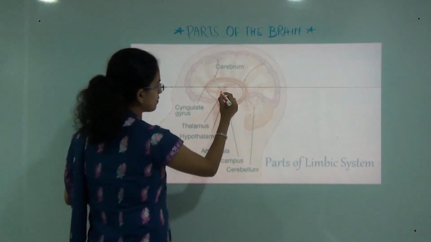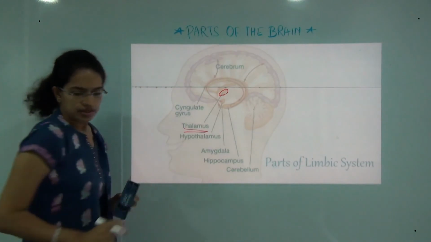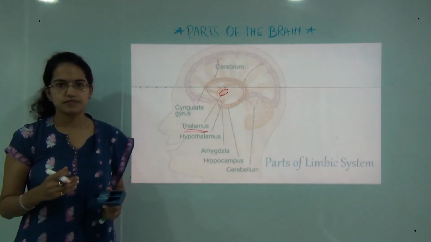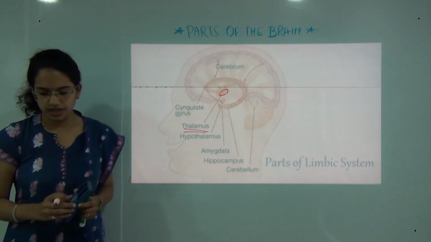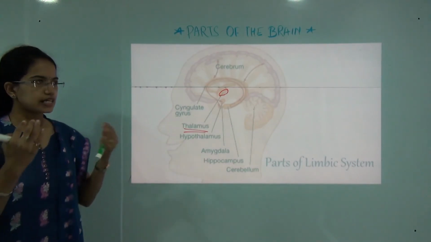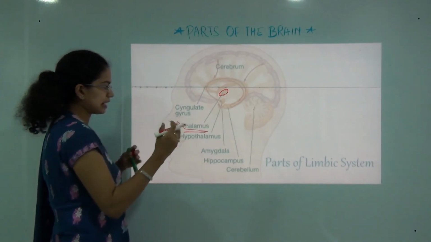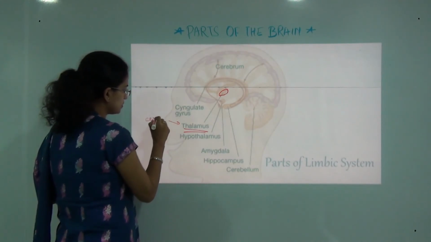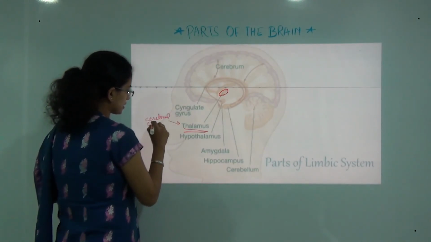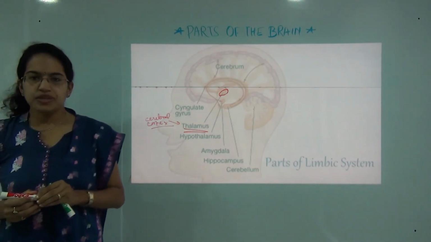So here you have the thalamus. Now what's the main role of the thalamus? The thalamus is important for incoming information, and it transfers that incoming information to the cerebral cortex. So it basically acts as a relay channel and transfers information to the cerebral cortex. So that's the main function of the thalamus.